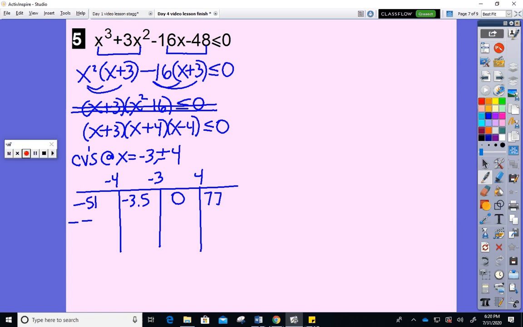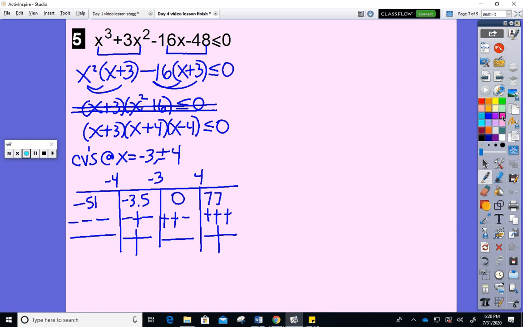Negative 51 plus 4, negative 51 minus 4, negative 3.5 plus 3, negative 3.5 plus 4 is positive, be careful there, negative 3.5 minus 4, positive, 0 plus 3, 0 plus 4, 0 minus 4, I love 0 because it's so fast, 77 plus 3, 77 plus 4, 77 minus 4. So guys, I'm hustling, but it's because I want you to realize you can hustle on these. Sign charts are awesome because they're super duper powerful, but they're also super duper fast.